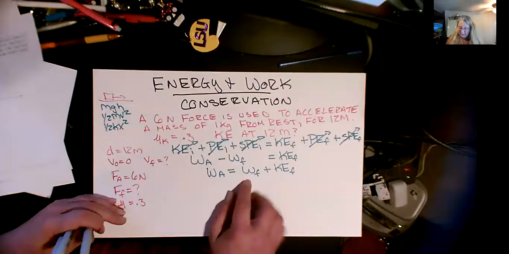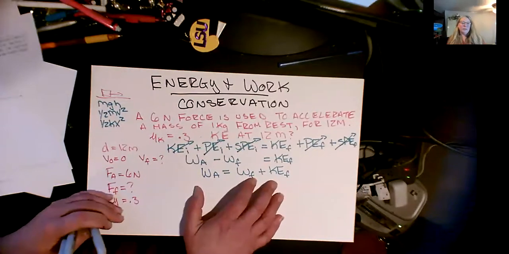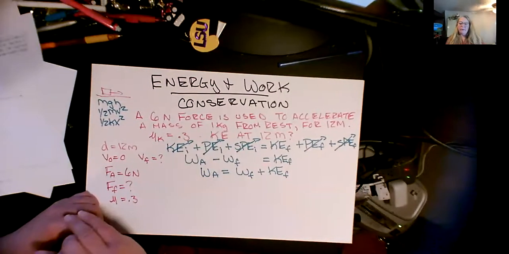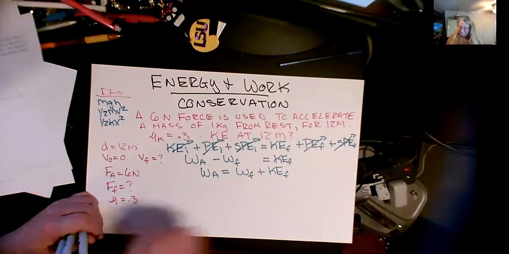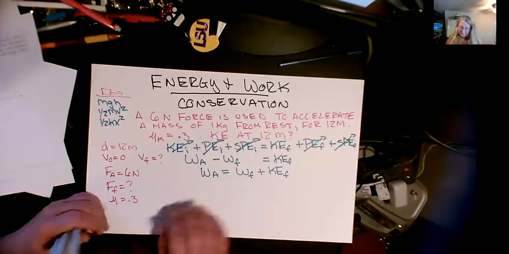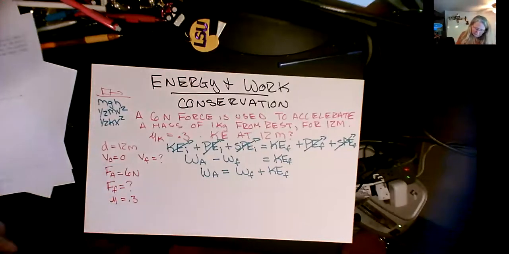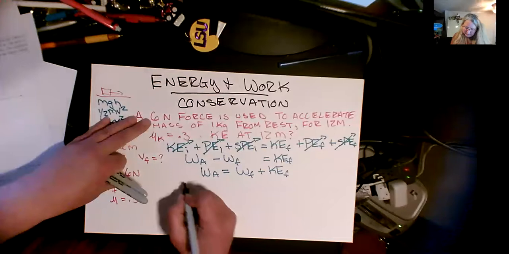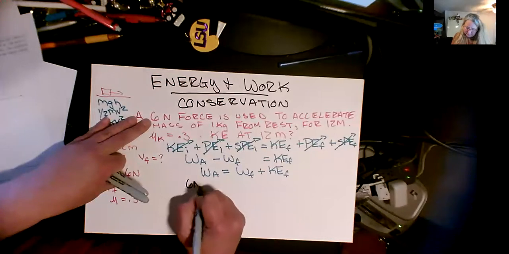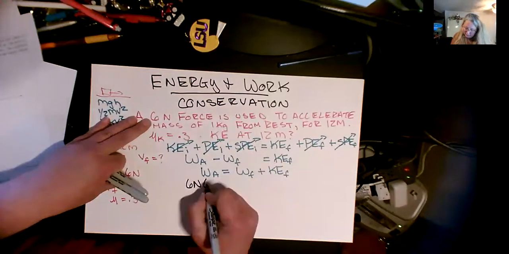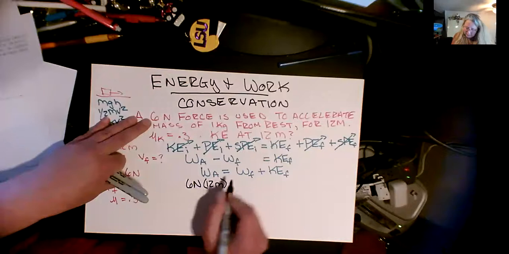In fact, when I'm done, this energy of joules, those are scalar quantities as well. So let's think about that. So I have this work applied. Do I know what that is? I do. So the work applied is this 6 Newton force times this 12 meters cosine of theta.